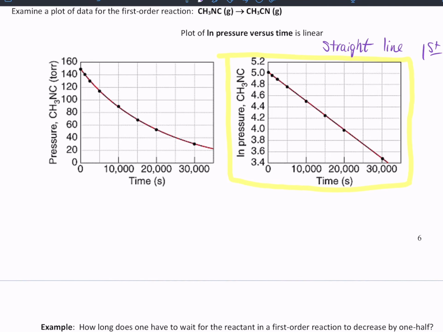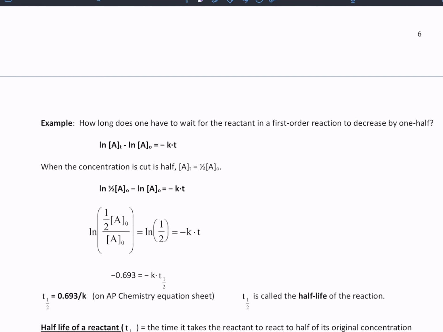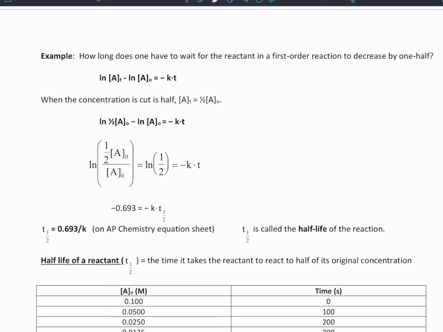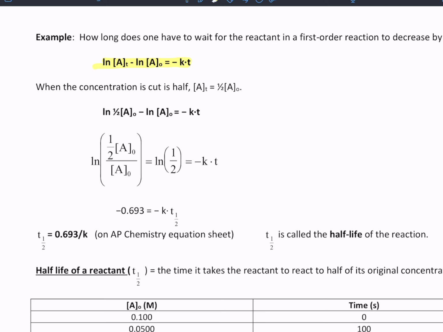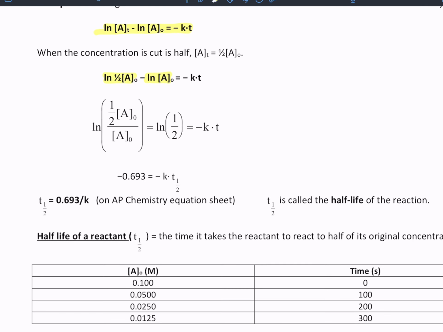All right, let's take a look at an example here. How long does one have to wait for the reactant in a first order reaction to decrease by half? So if we use our equation as we're given here, we want to look at when our concentration is cut in half. So that's going to be half of our initial concentration. We can plug this in. That's going to be our new concentration. This is going to be half of our initial minus the initial, and that's going to equal negative kt.